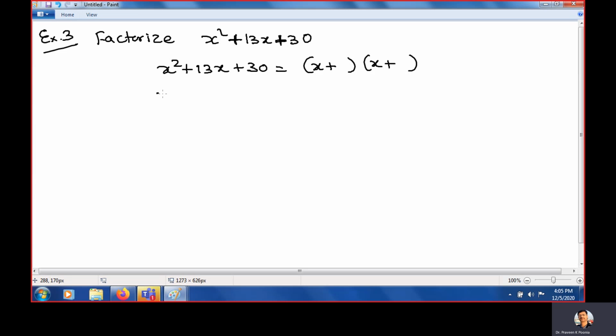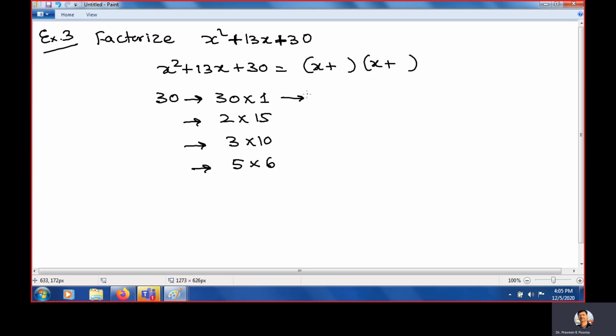Now 30. Try to find the factors. The first factor is 30 times 1. The second factor is 2 times 15. The third factor is 3 times 10. The fourth factor is 5 times 6. Class, there are 4 factors. 30 times 1 is 30, 2 times 15 is 30, 3 times 10 is 30, 5 times 6 is 30.